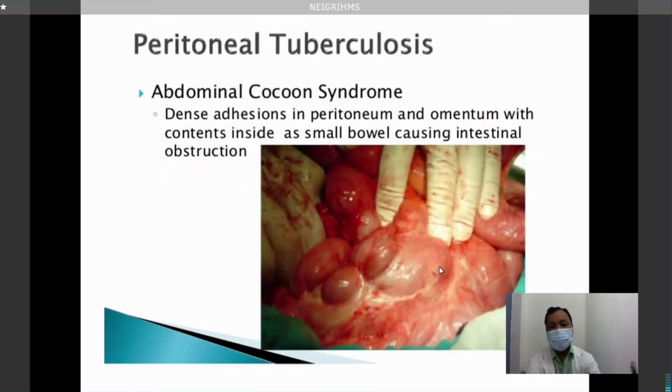Here also you can see, we call it abdominal cocoon. The various parts of the peritoneum get inflamed and adhere to each other, including the omentum. So the whole of the small intestines may be wrapped with a layer of omentum in the form of a cocoon, which is sometimes very, very difficult to even go into. While you are trying to find the intestines, you may even perforate, and sometimes you may even have to abandon.